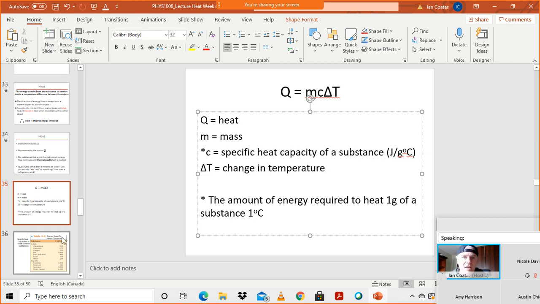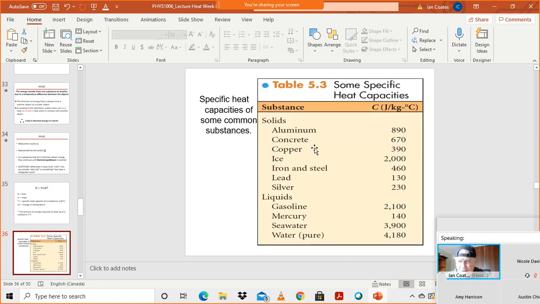All right. So, and you'll have a look here. Here are some C values, specific heat capacity values for some different things here. Aluminum, concrete, copper. All right, you see these numbers here. Lead, silver. Just look at the metals. Okay? They're in the low hundreds generally. Iron and steel, 460. Lead, 130. Silver, they're in the low hundreds. But then you look at water, seawater, all these liquids, look at their C values in the thousands.